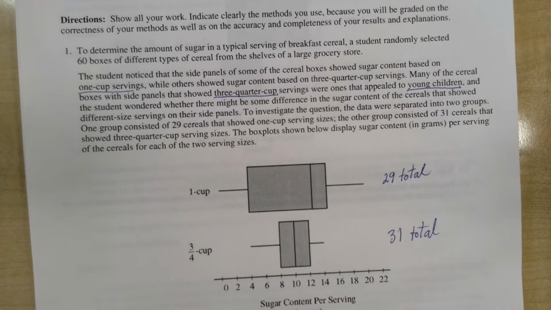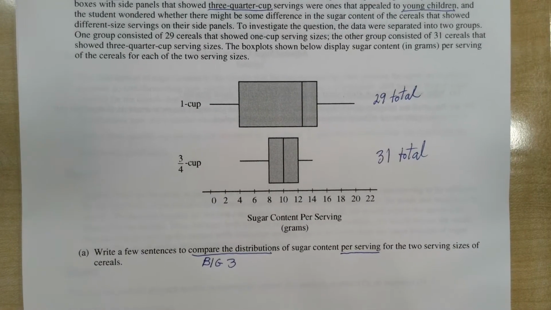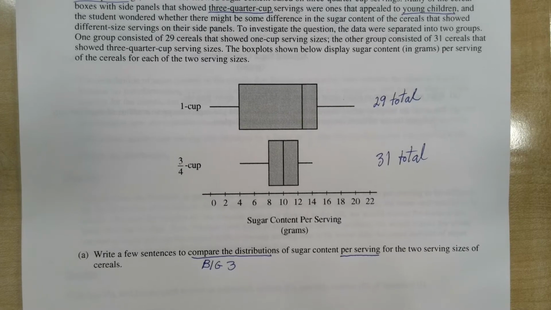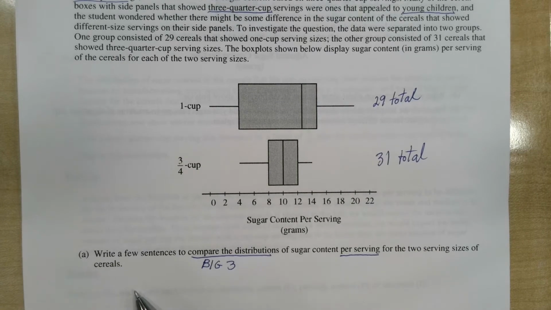All right, but for now, let's just read the question down here and see what we have. So just take it as is to begin with. Don't get too involved to begin with. Write a few sentences to compare the distributions of sugar content per serving for the 2 serving sizes of cereals.